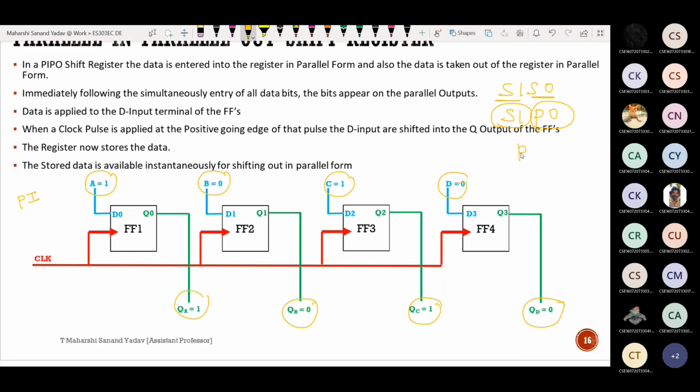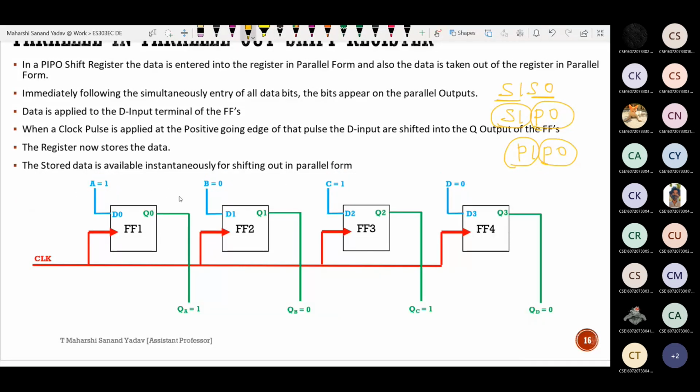Now this is parallel in, parallel out. Applying inputs parallelly to each and every flip-flop and observing the outputs parallelly at the outputs of every flip-flop. Now among these three, which one will be faster according to your assumption? Which one will be faster among SISO, SIPO and PIPO? PIPO. PIPO will be faster compared to all the three which you have seen.